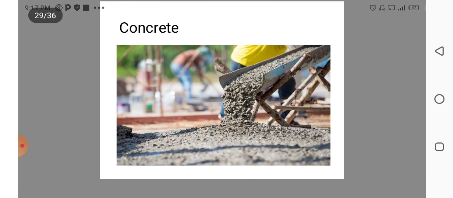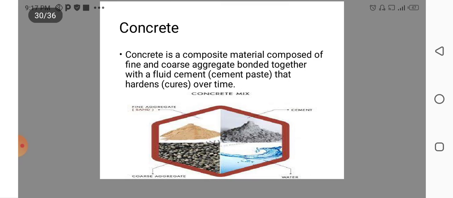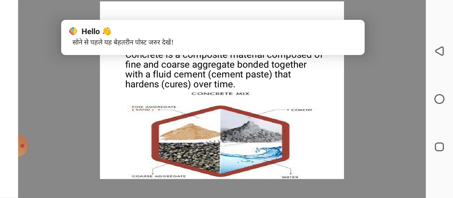Now I'll be talking about concrete. Concrete, we can see, is grayish in color. Concrete is a composite material made up of fine and coarse aggregate bonded together with a fluid cement and water. So the basic four elements are sand, aggregate, cement and water. If we add reinforcement bars, or steel bars, then we call it reinforced cement concrete.